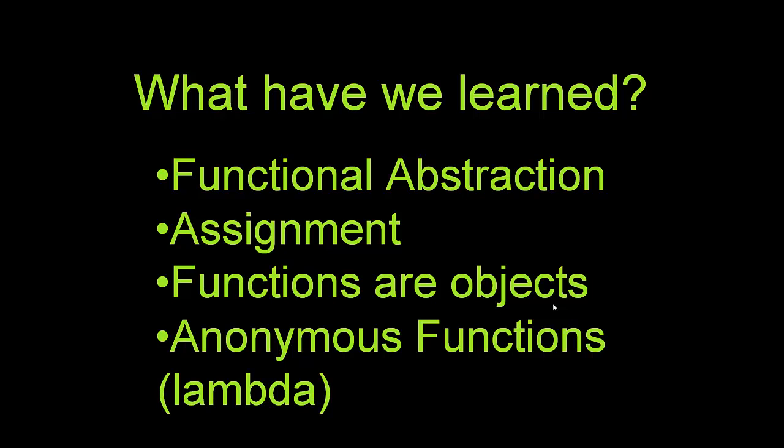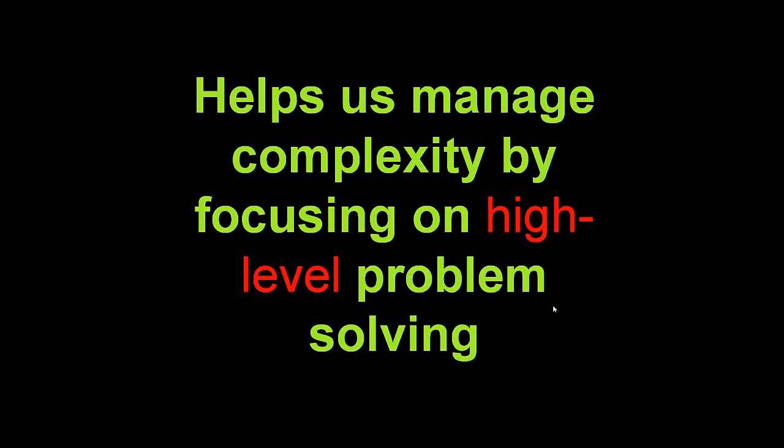And note that functions are objects because we can pass them into other functions. Remember we did the repeat pattern. The pattern is a function, and we passed it into the repeat pattern function. We also touched on anonymous functions, and essentially these anonymous functions are created using the lambda command. Abstractions are important, and function abstraction is one of the different types of abstractions that you will learn in this class. The whole point of abstractions is to help us manage complexity by allowing us to focus on high-level problem solving. So that's it for today.